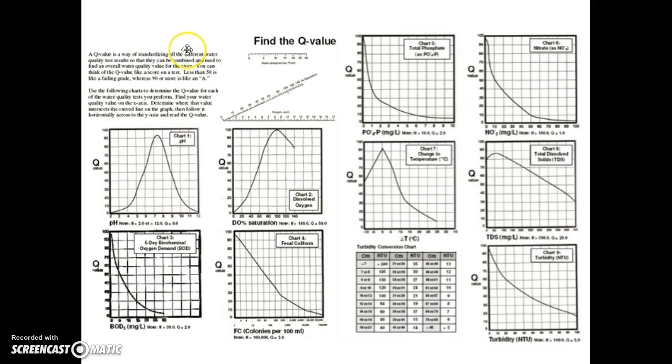So here's where we look at what a Q value is. A Q value is a way of standardizing the different water quality results so they can be combined and used to find overall water quality values for the river. And we can think of these like grades. Less than 50 is a failing grade, whereas 90 or more is more like an A. So we want our Q values to be high. We want them to be 80 and above, just like we would want our grade to be.